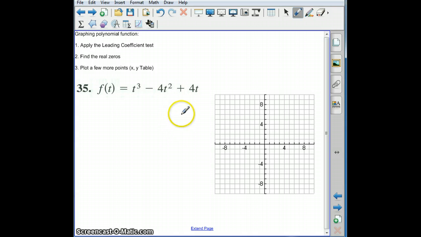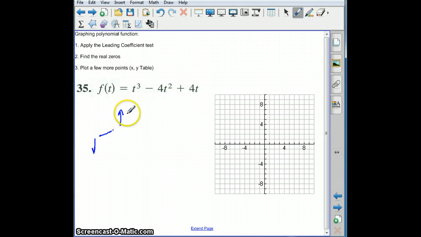Okay, so let's say you want to graph a polynomial function. Well, the first thing you can do is apply the leading coefficient test. All right, our leading coefficient is positive 1, and our power is odd. So we know that this thing is doing something like this. It's increasing as we go from left to right. We don't know what's happening in the middle, but we'll figure that out in a minute.